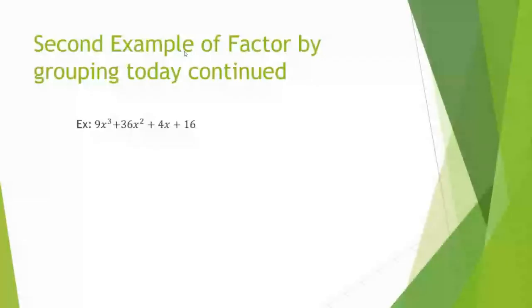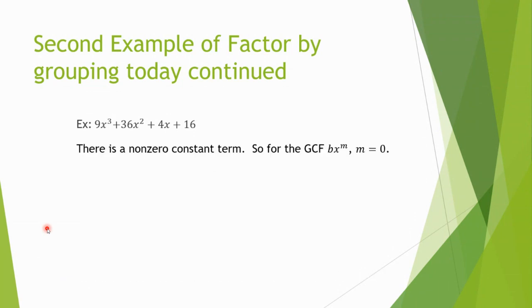All right. So this is the one that we're up to, the second example. Just like before, we find the GCF. Now notice there's a non-zero constant term, 16. 16, in other words, has no x's with it. Well, that tells us that the GCF can't involve x. In other words, as we've said before, since there's a non-zero constant term, m has to be 0.